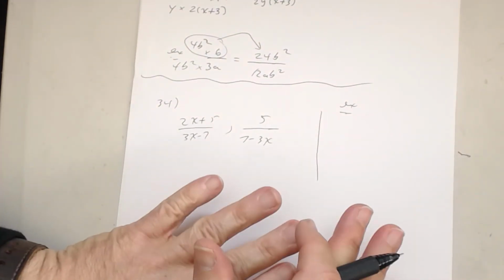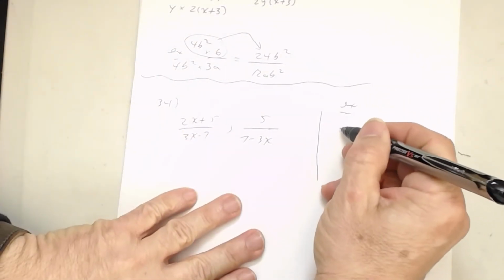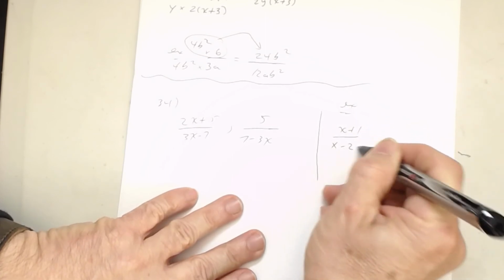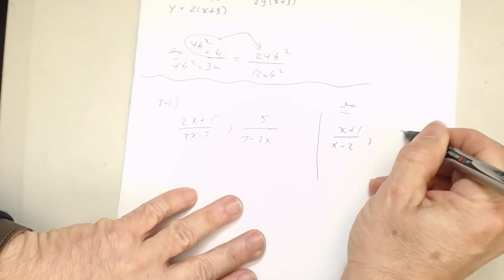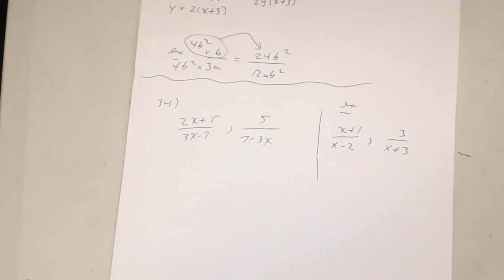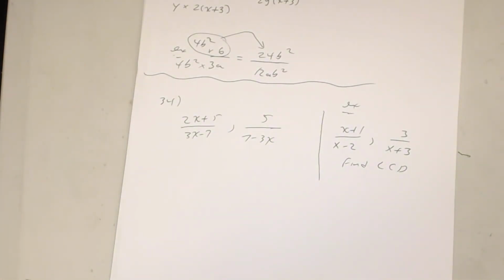All right, so don't attempt to do this just yet. Listen to this. Suppose I had x plus 1 divided by x minus 2, comma, 3 divided by x plus 3. Okay? And all the direction says for this one is this. Find the least common denominator. Remember, it says the least, not a common denominator, because there's an infinite number of common denominators, but there's only one least. What is the least common denominator for that?